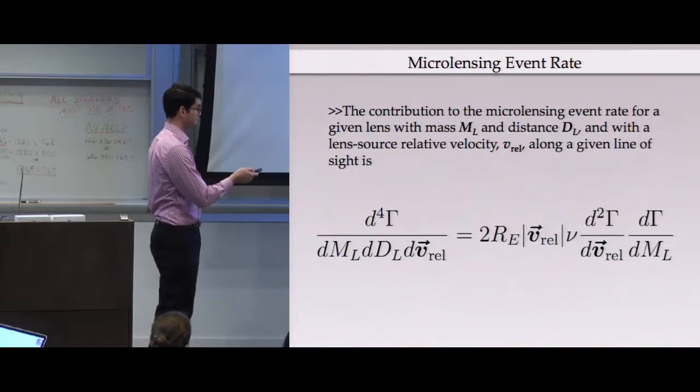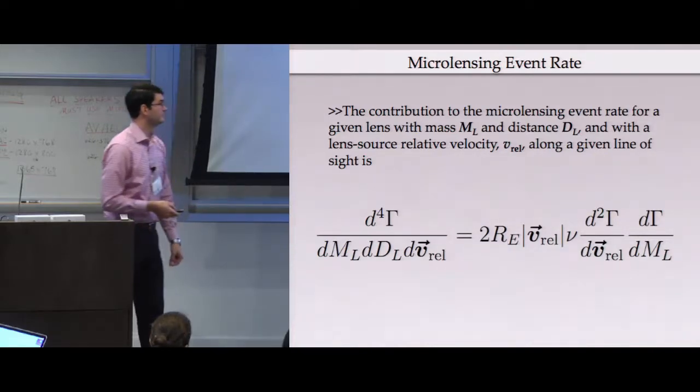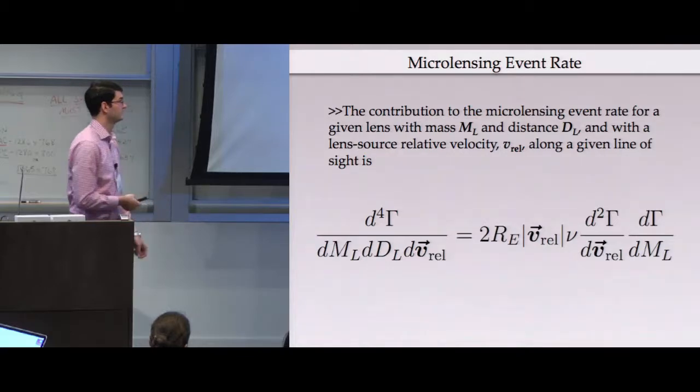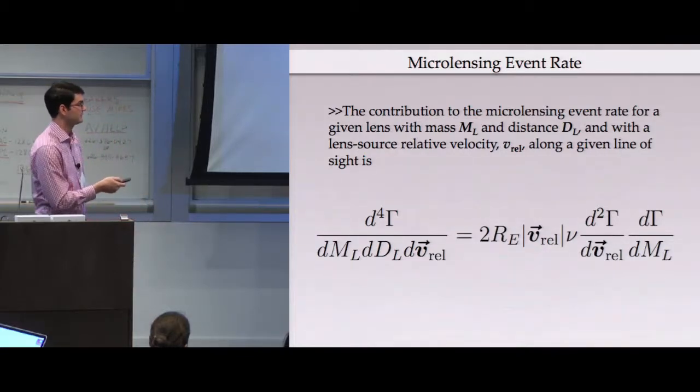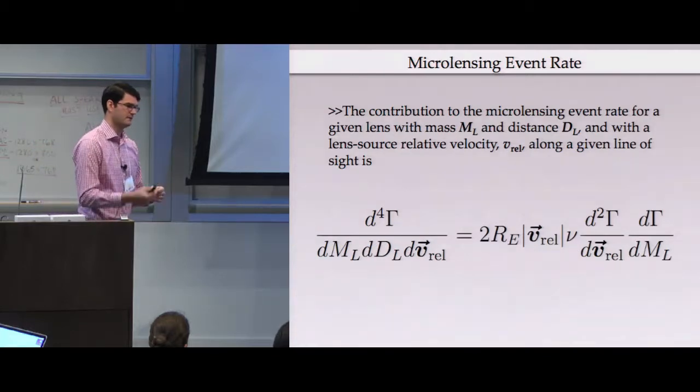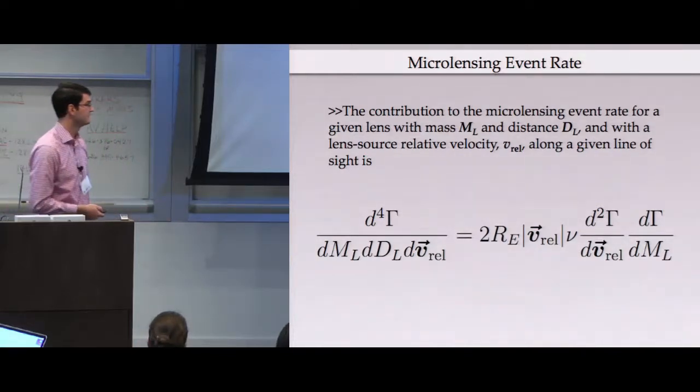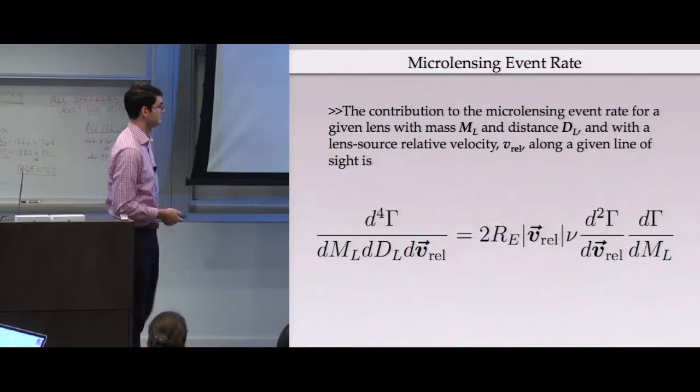And here this term is in fact the lens mass function. And so the terms in here that depend on mass are this Einstein radius, which is again mass of the lens to the 1/2 power. But this lens mass function term here is very heavily weighted in favor of low mass lenses. And so as a result, microlensing most often sees low mass stars as lenses.